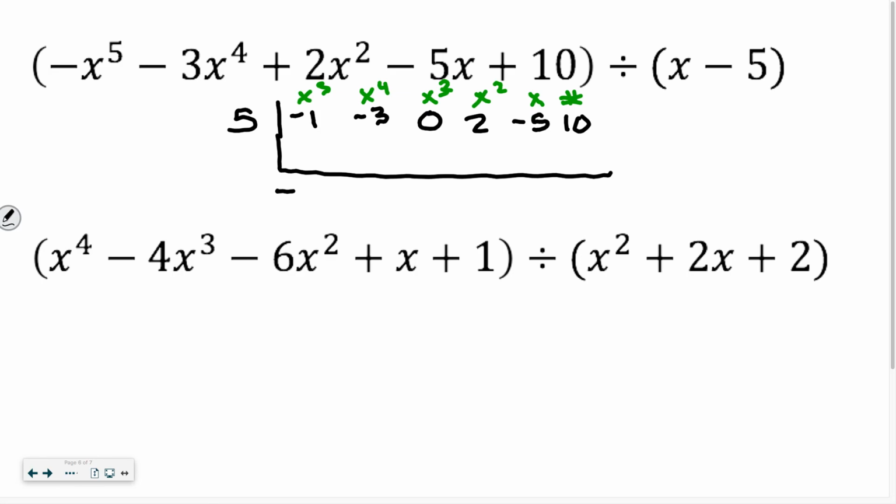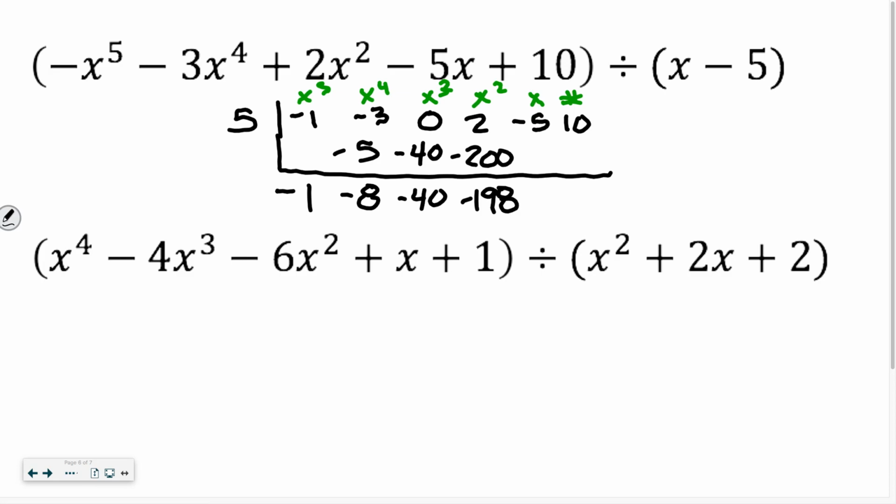Okay, I'm going to start by adding down and multiplying. So add down to get -1. Multiply, I've got -5. Then I'm at -8, which gets me to -40. 0 plus -40 is -40. Times 5 is -200. So then I'm at -198.